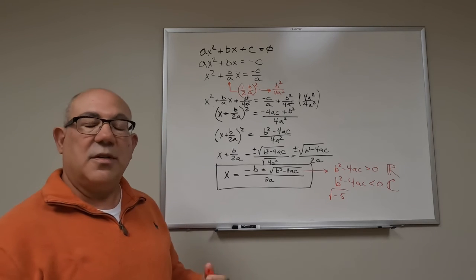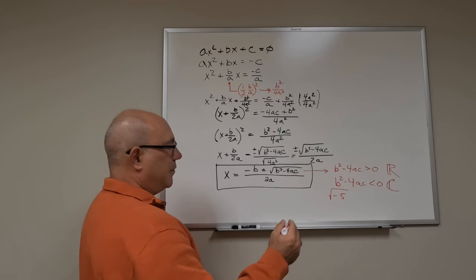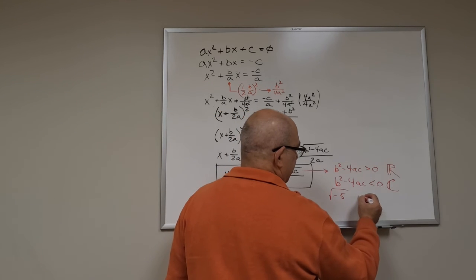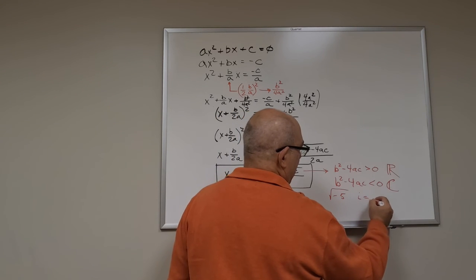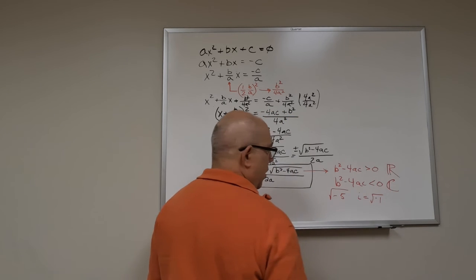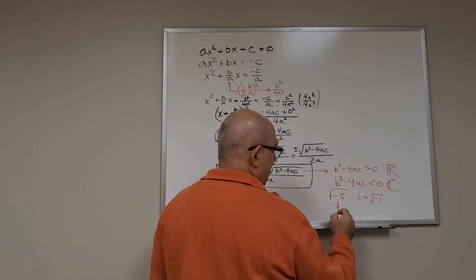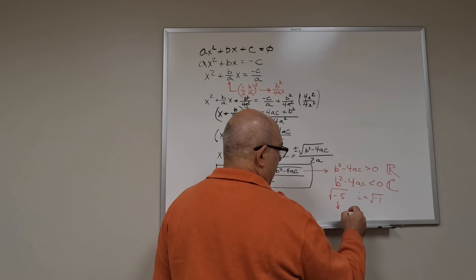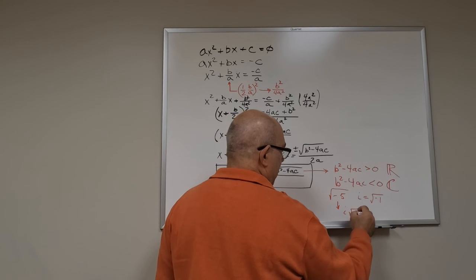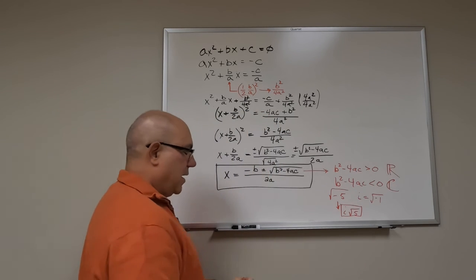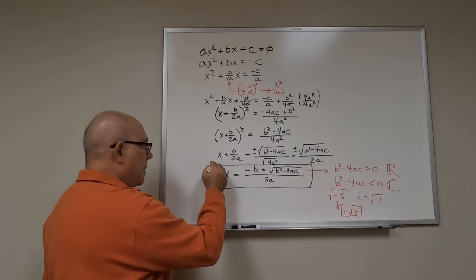So there's a new number system, which is called the complex number system. And we define that with i equals the square root of -1. So this would simplify to be i times the square root of 5. Okay? So this is the solution.